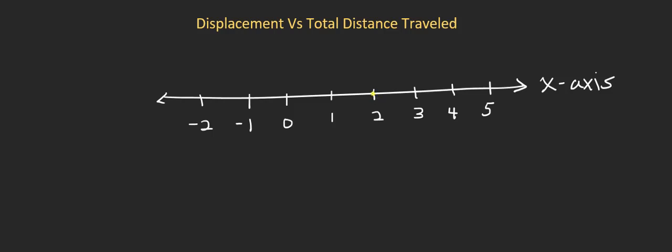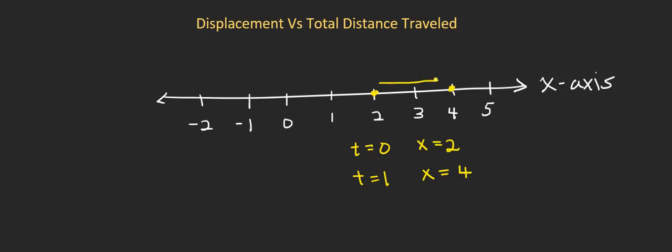In this video, we're going to talk about the difference between displacement and total distance traveled. Let's say you have a particle that is moving along the x-axis. So it's moving right and left. And let's say that when t equals 0, the particle is at 2. And then when t equals, let's say, 1, after 1 second, the particle is at 4.